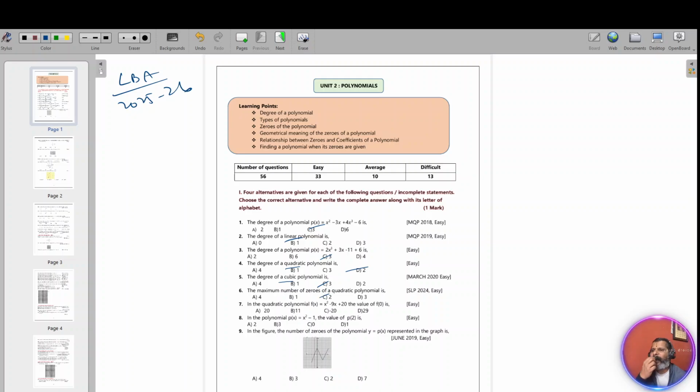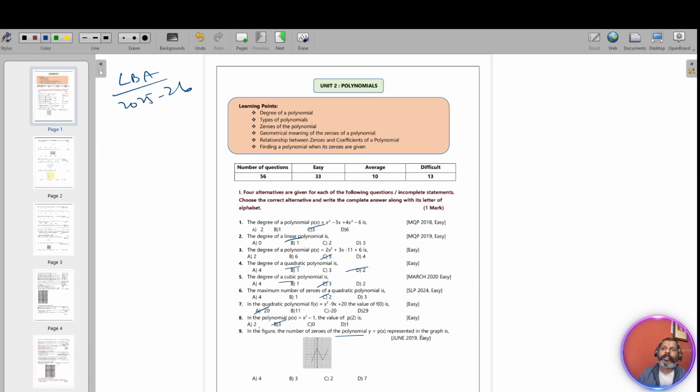In the quadratic polynomial, f of 0 means you substitute in place of x the value 0. x square becomes 0, 9x becomes 0 and only 20 remains as the constant, because on substituting x as 0 the expression reduces to 20 only. You have to solve and show that. In the polynomial, p of 2 means in place of x you put 2. 2 square is 4, 4 minus 1 is 3.